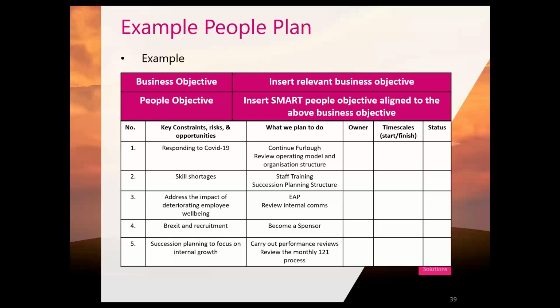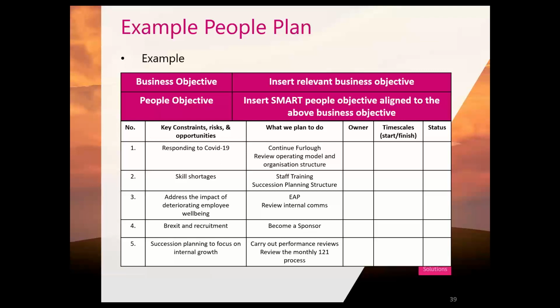So we know we've got to respond to COVID. We know perhaps there's going to be some skill shortages because employee development has been put on the back burner for the last year. We know from research, and we're probably seeing it ourselves, that we need to address the impact of employee well-being deteriorating because of the pandemic. And of course Brexit, you can't get away from it, in terms of changes to our processes, the training that comes out of it, and recruitment, because we have to be sponsors and there are new working practices. And succession planning to focus on internal growth is another idea, because whilst we may need to recruit for some urgent roles, we should still be mindful of how we can grow from within, so you're preparing yourself for the future.